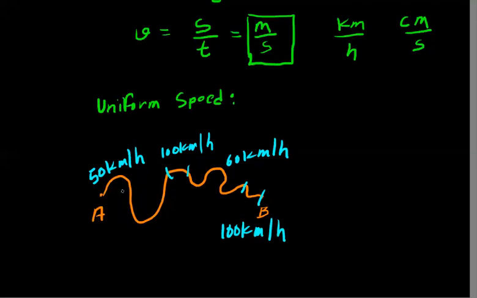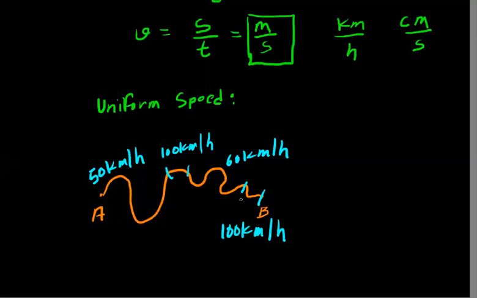Now if you see, this is the total journey, going from point A to point B. The speed of the car changes from 50 kilometers per hour to 100 kilometers per hour, so it becomes faster. From 100 kilometers per hour to 60 kilometers per hour, so it becomes slower. Again 60 kilometers per hour to 100 kilometers per hour, so it again becomes faster.